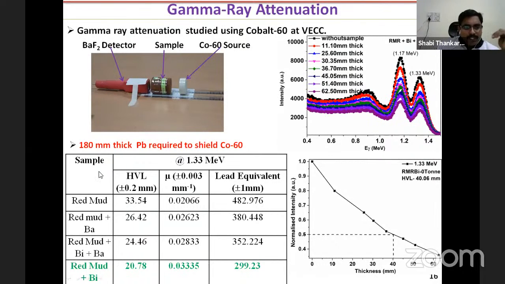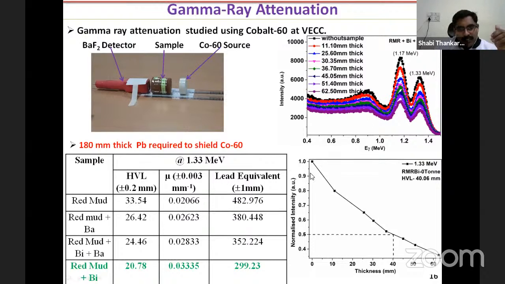So we calculated this half value layer for our samples. You can see these are the hot compacted samples with high density, red mud with bismuth. 20.78 mm thickness is reducing the intensity by half. For example, whenever they use a cobalt 60 source, normally they use 180 mm thick lead to build those radiation shielding walls.